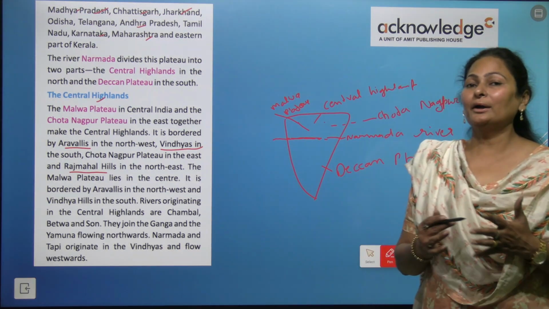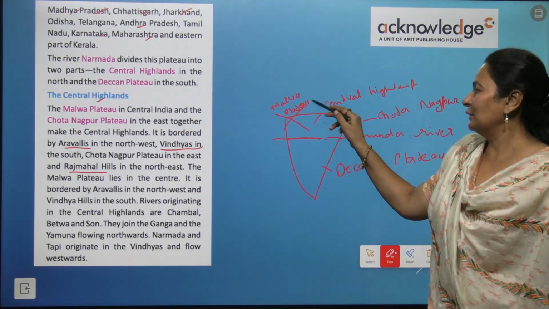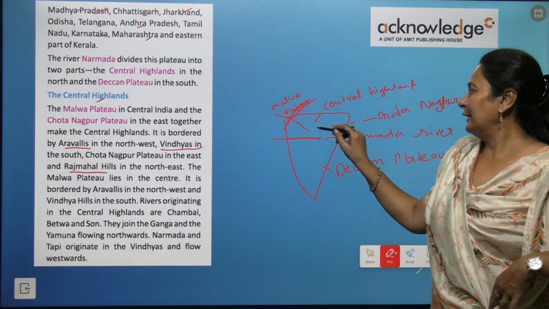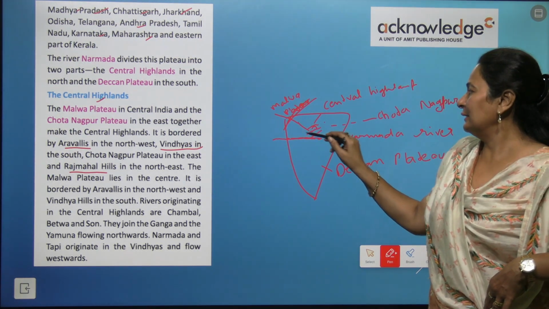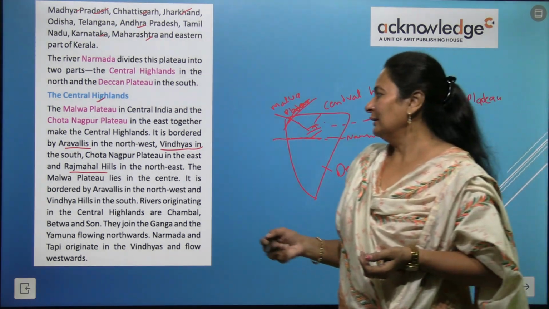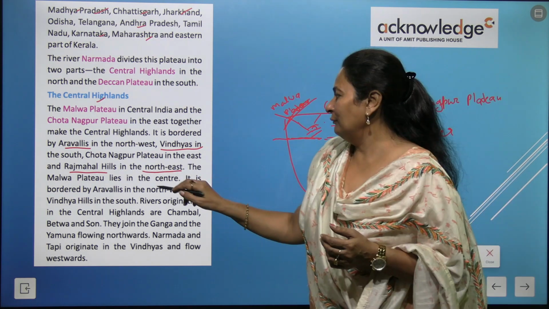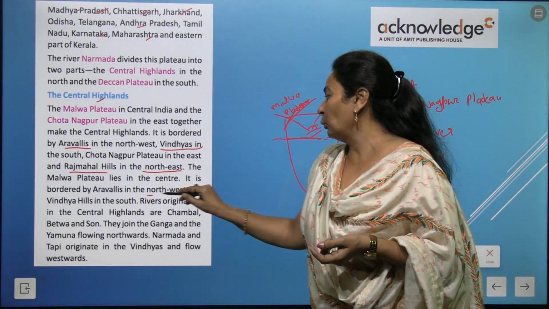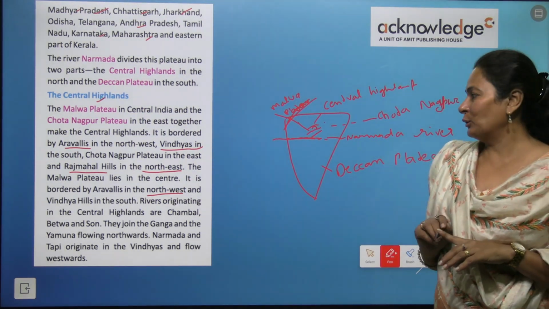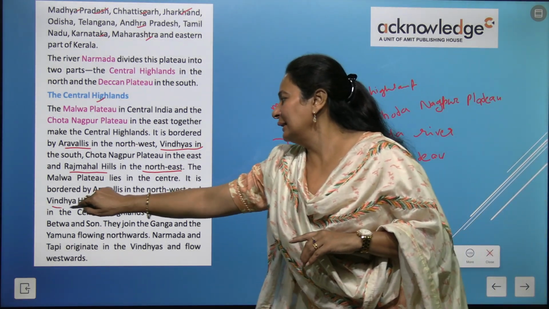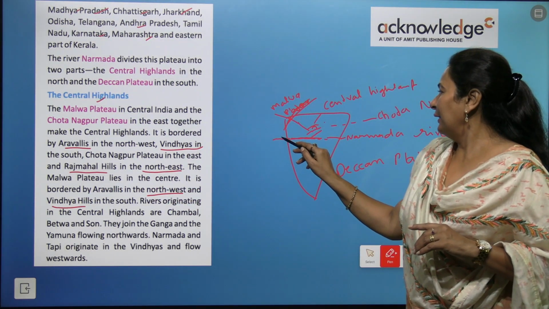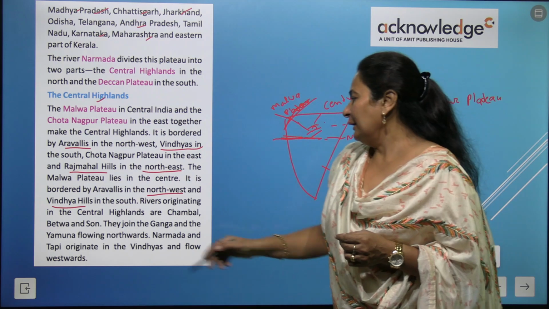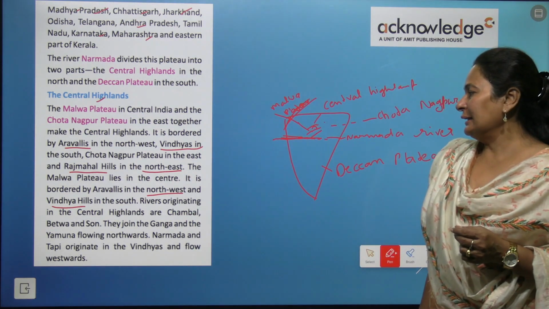It is bordered by the Aravali Hills. You can see these are the Aravali Hills. So the Malwa Plateau in the center is like this. Aravali is in the northwest part. The Malwa Plateau lies in the center, bordered by the Aravali Hills in the northwest and the Vindhya Hills in the south. You can see here, it is in the south. So this is the Vindhya Hills. Right? These join the Central Highlands.